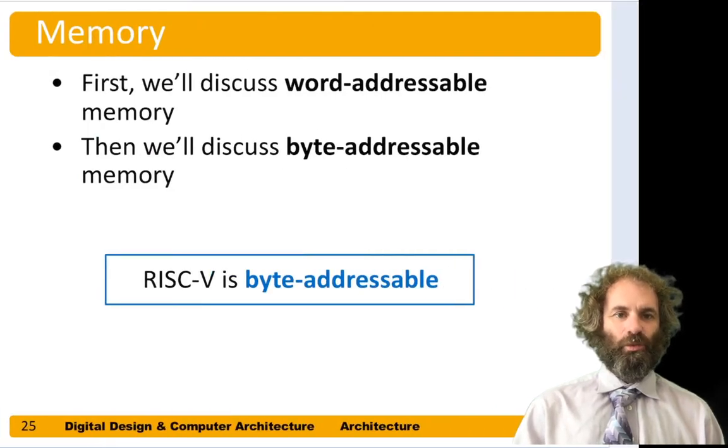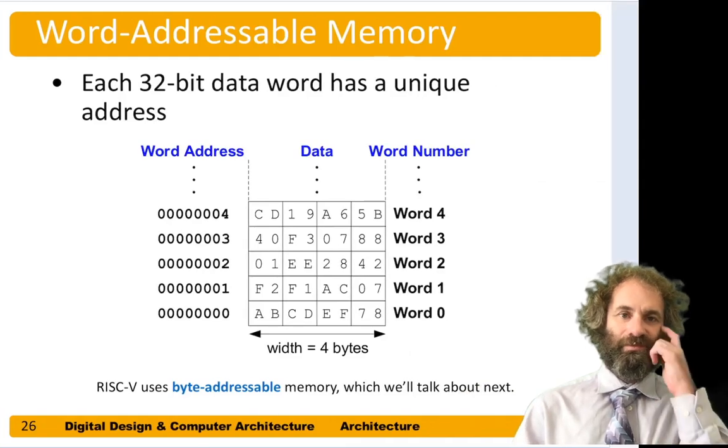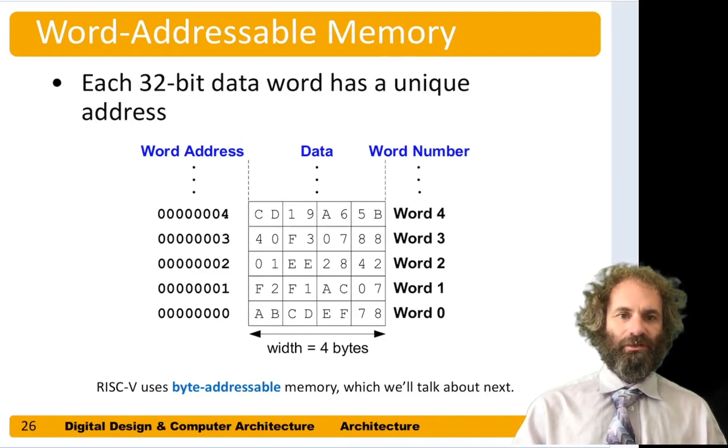First, we'll discuss word addressable memory, in which each memory location holds one word. Then we'll adapt to byte addressable memory, which most microprocessors, including RISC-V, really use, and we'll explore the difference. In a word addressable memory, each 32-bit word of data is stored at a unique address. So word address 0 could have this word ABCDEF78. Word address 1 might have this data value F2F1AC07.